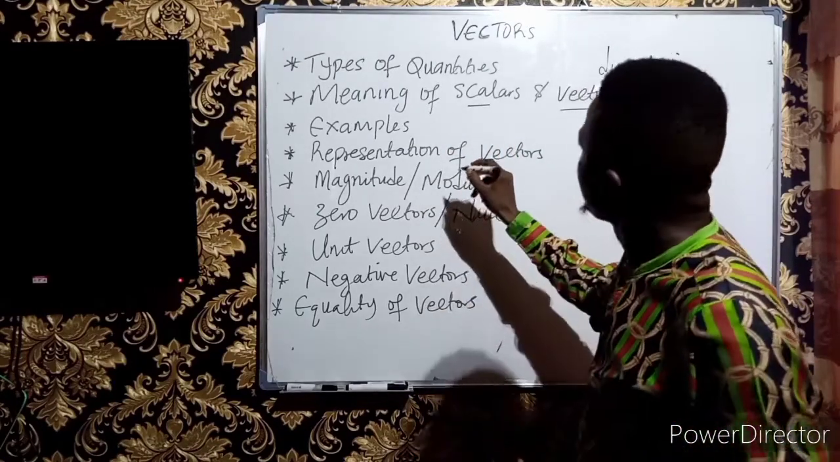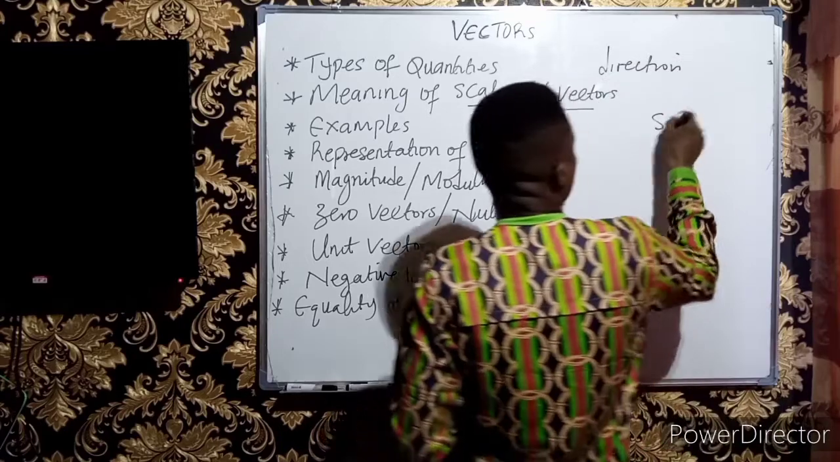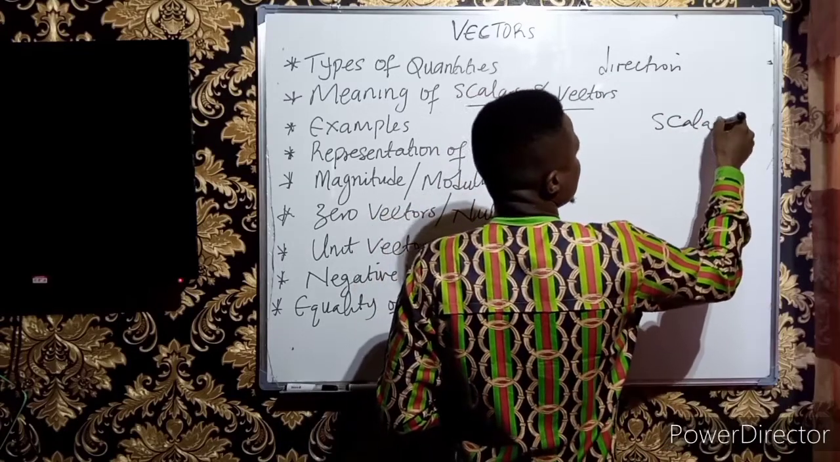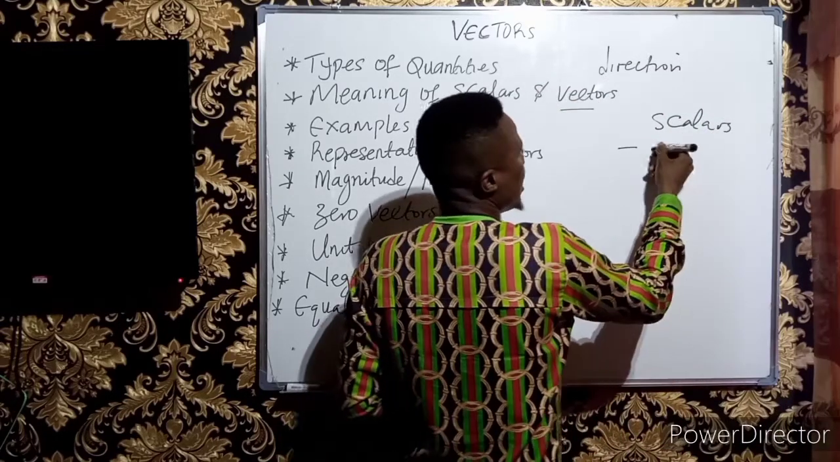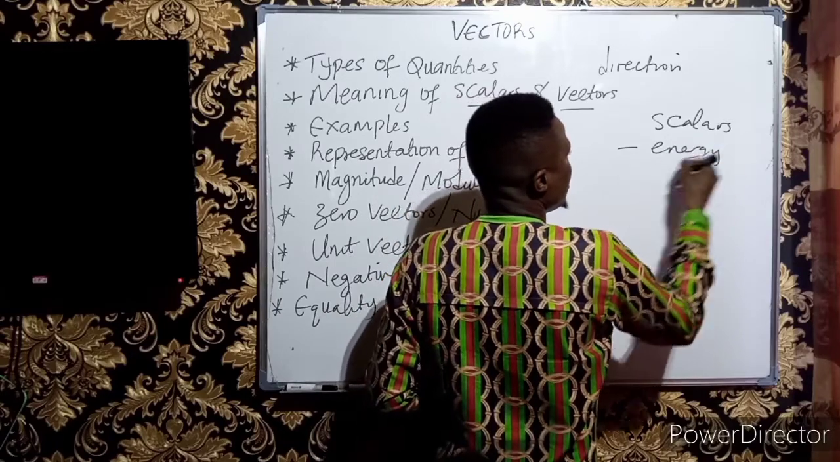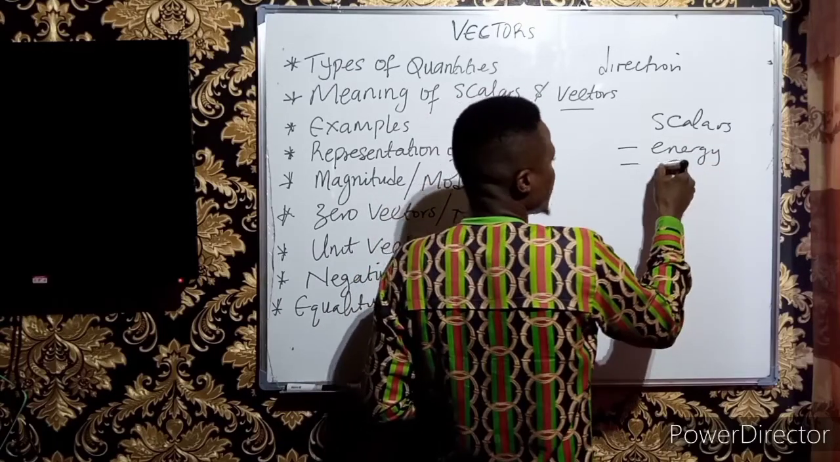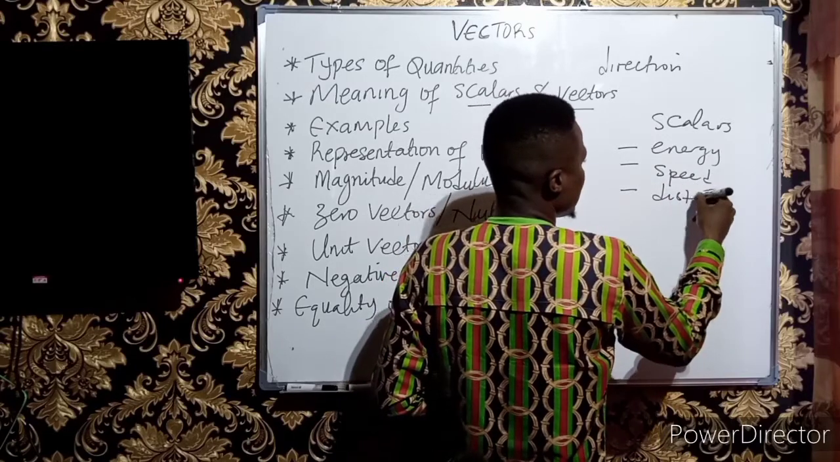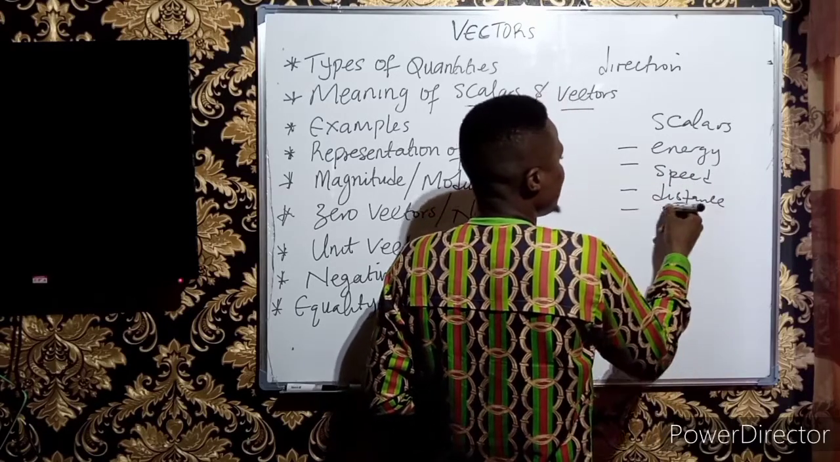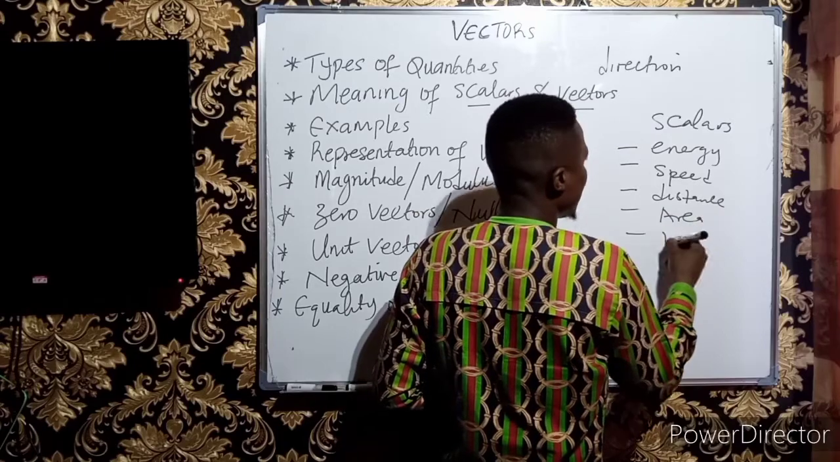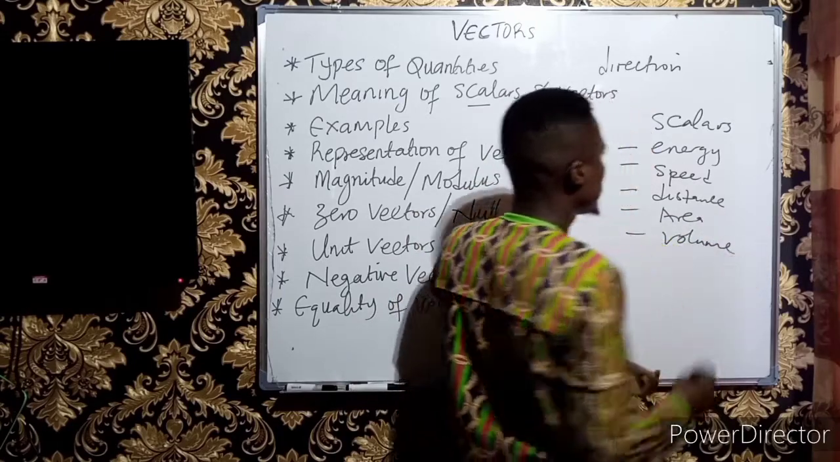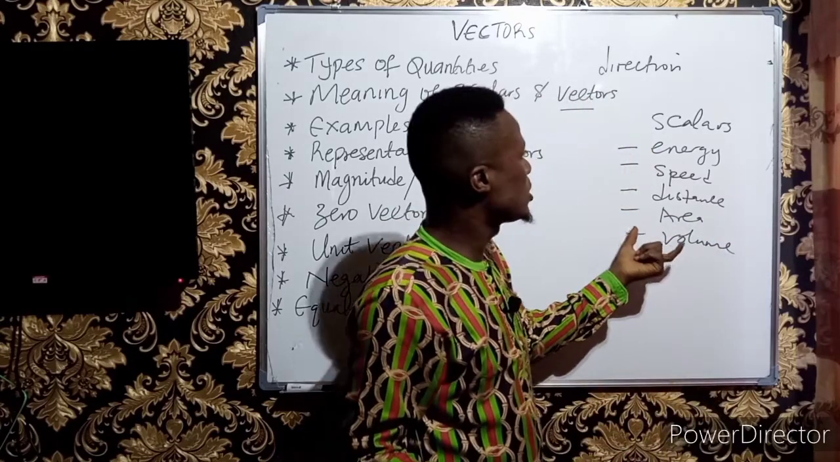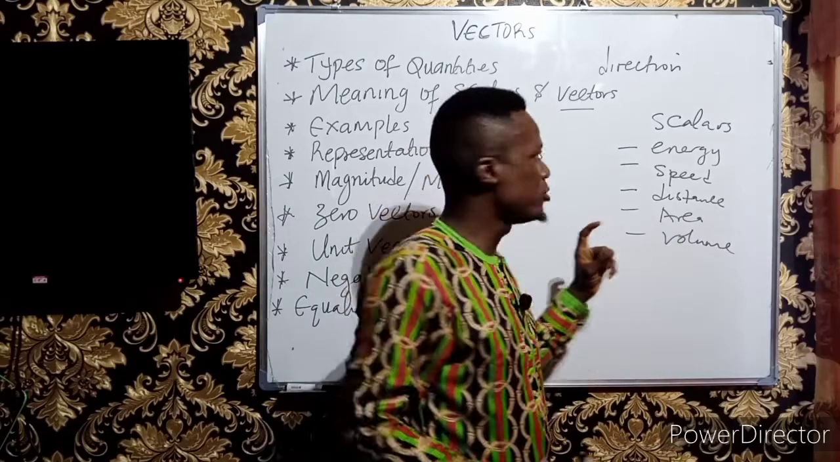So what are the examples of scalars? For scalars, there are so many quantities that belong to scalars. We can have energy, we can even have speed, we can have distance, we can have area, we can have volume, so many of them. All these quantities are scalar quantities, they have magnitude but no direction.